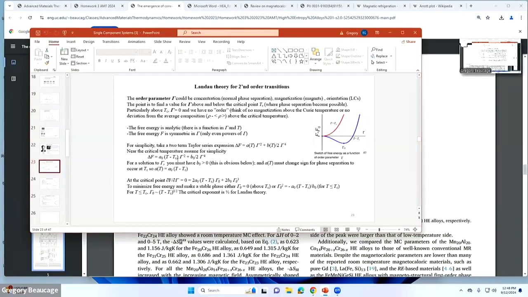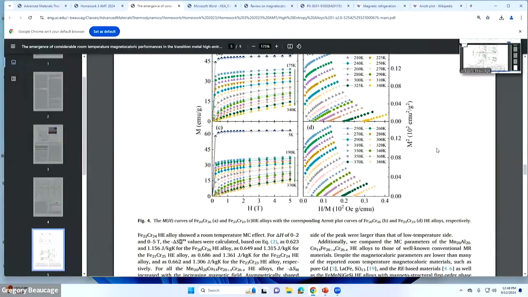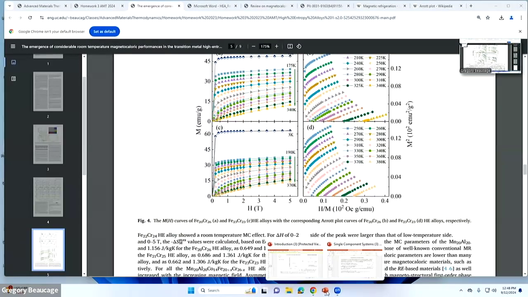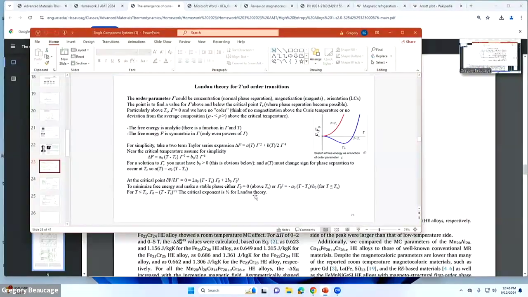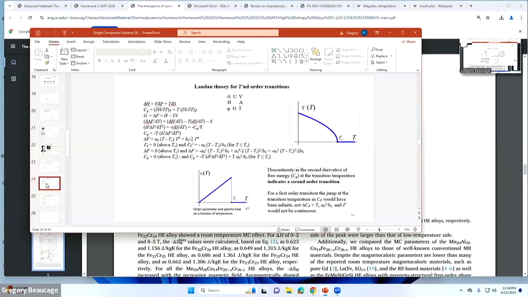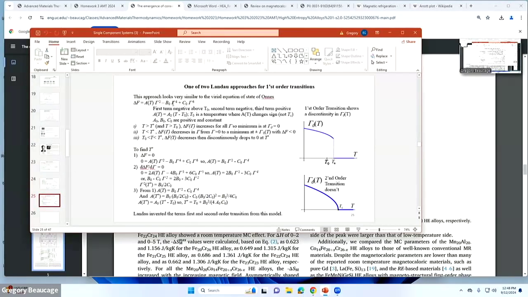That means if you plot m squared versus the magnetic field divided by m, you get a straight line that has a positive slope. And if it's a first order transition, then this b parameter is negative, like we had here.